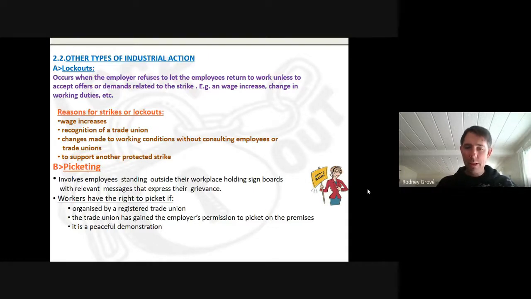So think about a petrol station now. If the petrol pump attendants and the workers in the convenience store want to go on a picket, they apply to the owner of the petrol station, and he says, I'm not going to allow you to picket on the premises. If you want to picket, you need to go and stand on the pavement off my property. He's got to give a good reason for that. It can't just be because he doesn't want them there.